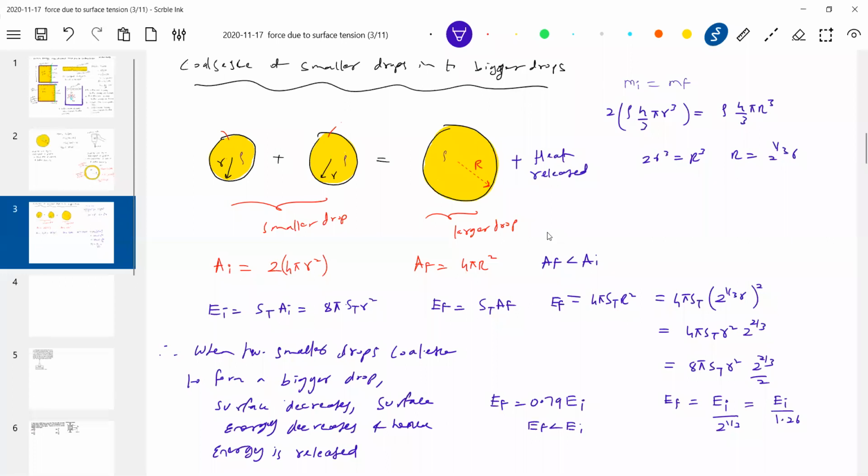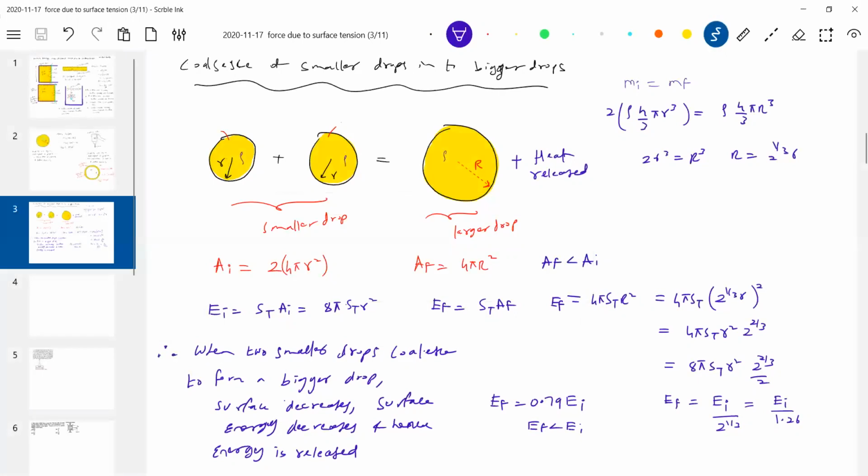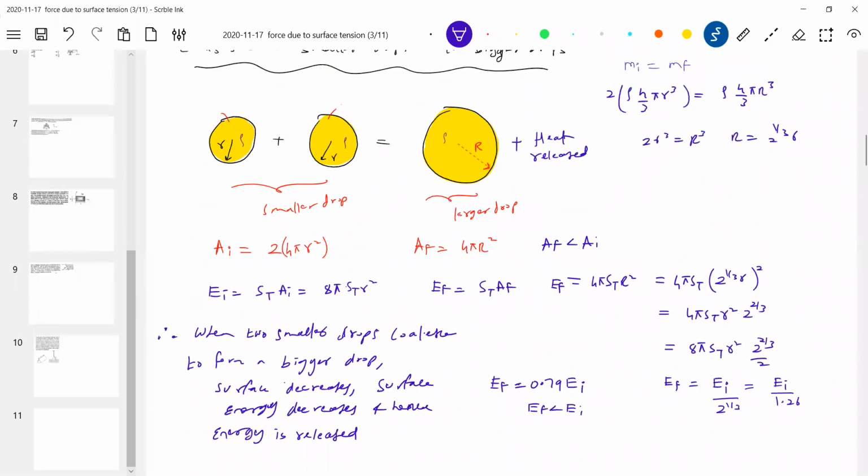So what information do I have here? Where does that surface energy go? Converted into, it will be released as heat energy. And hence energy is released. Okay, fine. So this is one conclusion we are making here. And now similarly, if a bigger drop breaks up into smaller drops, I think the reverse should come, no? Let me take the same diagram.